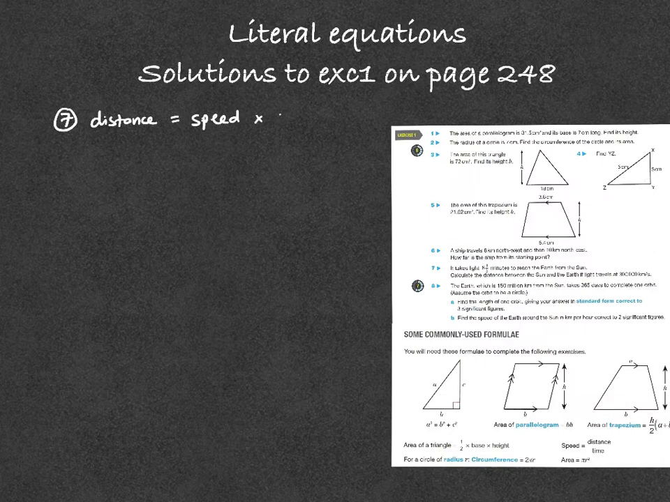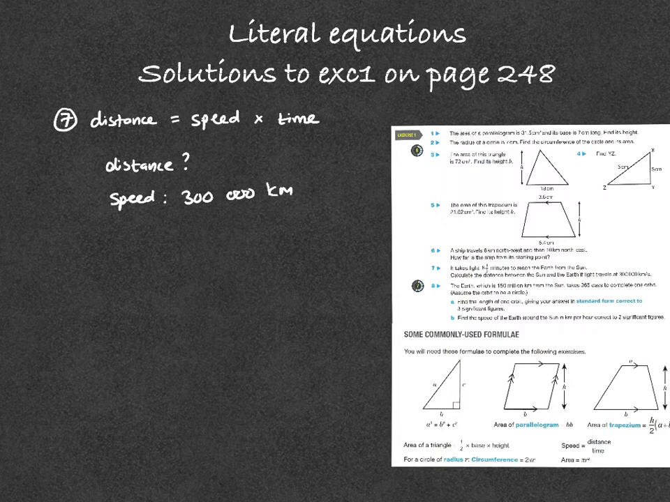Okay, question 7. It takes light 8 1/3 minutes to reach the Earth from the sun. Calculate the distance between the sun and the Earth if the light travels at 300,000 kilometers a second. Isn't that astonishing? So we need to find the distance. Remember the distance, speed and time formula, hopefully you do science. There's a video on Google Classroom if you don't know it. Distance is equal to speed times time.